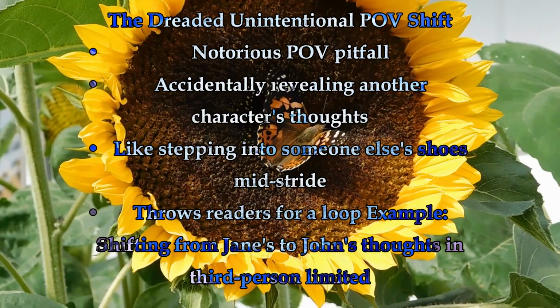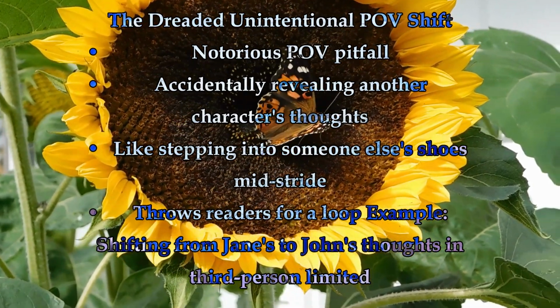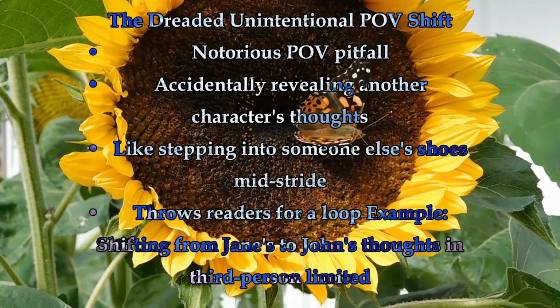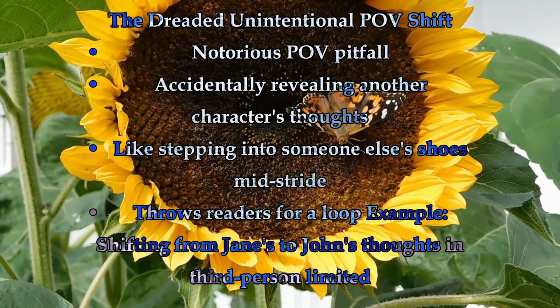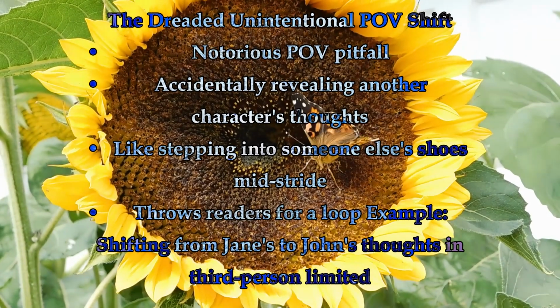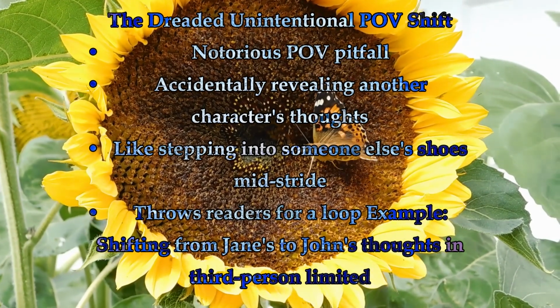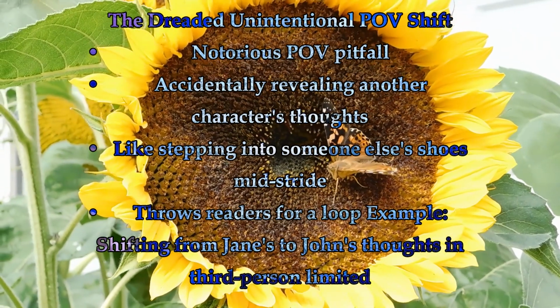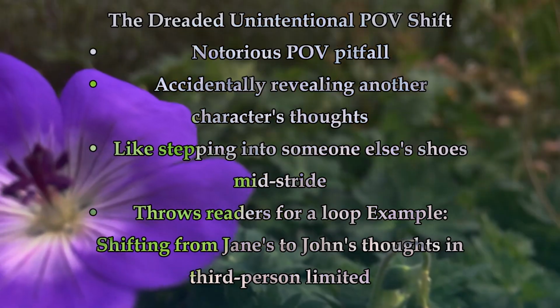Picture this. You're merrily writing away in third person limited, snugly tucked inside your protagonist Jane's head. Then, without even realizing it, you suddenly veer off course and start revealing the inner thoughts of Jane's best friend, John. Oops! It's like accidentally stepping into someone else's shoes mid-stride. Talk about throwing your readers for a loop.